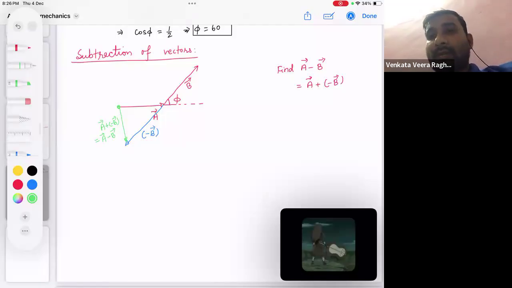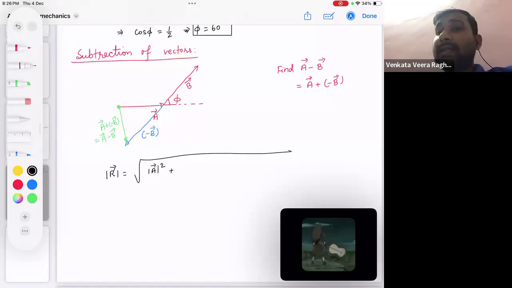So please tell me one more important thing here. What is going to be the magnitude of the resultant here? So will you write it? First vector is what? A vector. So you will write it magnitude of A vector plus magnitude of minus B vector. No?